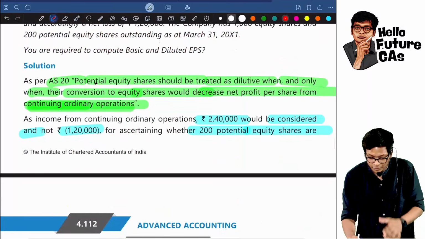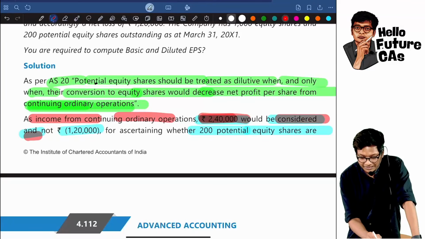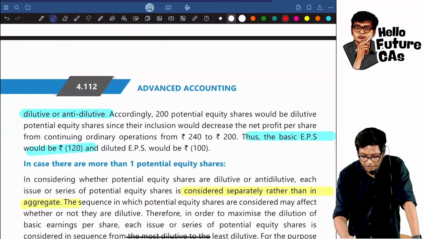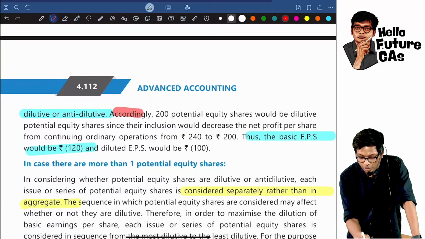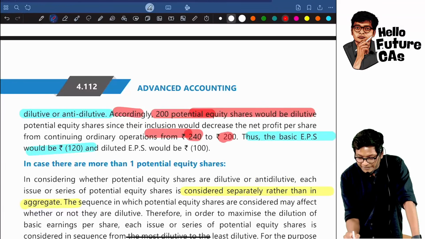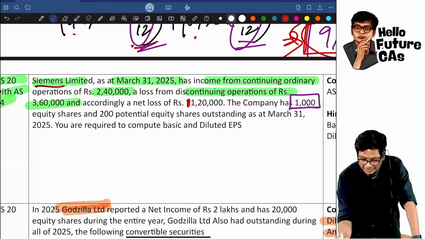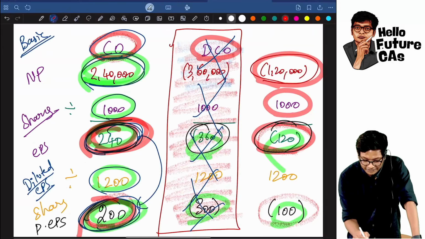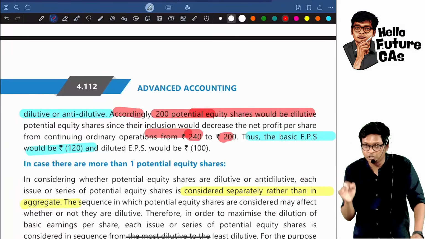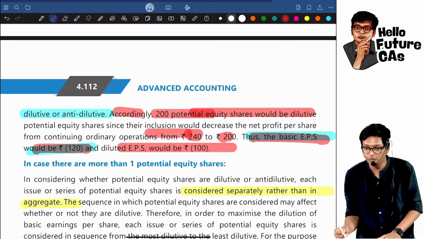So I am trying to say, look at this. As income from continuing operation is 2,40,000, and it is not discontinuing operation, whether 200 shall be included. So what he is saying, accordingly when you include 200 potential shares, 240 is becoming 200. How, sir? I explained here. Where is that? 240 is becoming 200. Therefore, for the purpose of computation of EPS, they are saying basic EPS is 120, diluted will be 100.